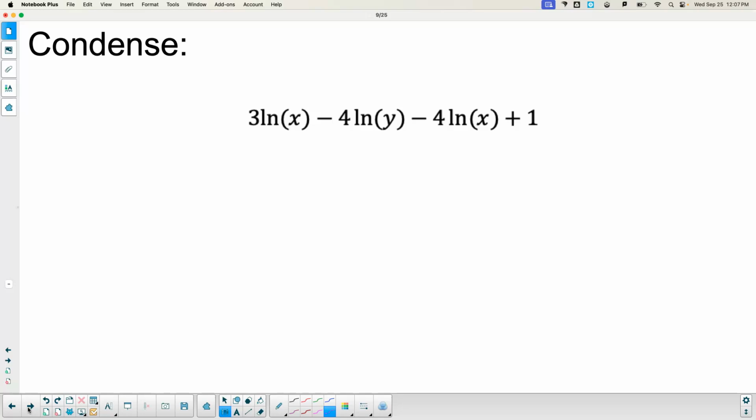Condense this down into one logarithmic expression. Agree with me on that? Just as in the last one, the common log of 100 is 2. If we have 1 in an expression with a natural log, that would be the natural log of e. Okay.